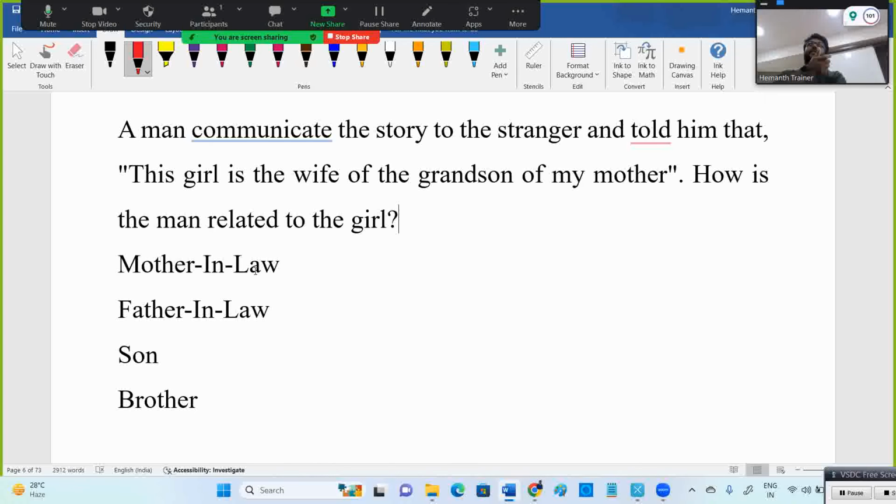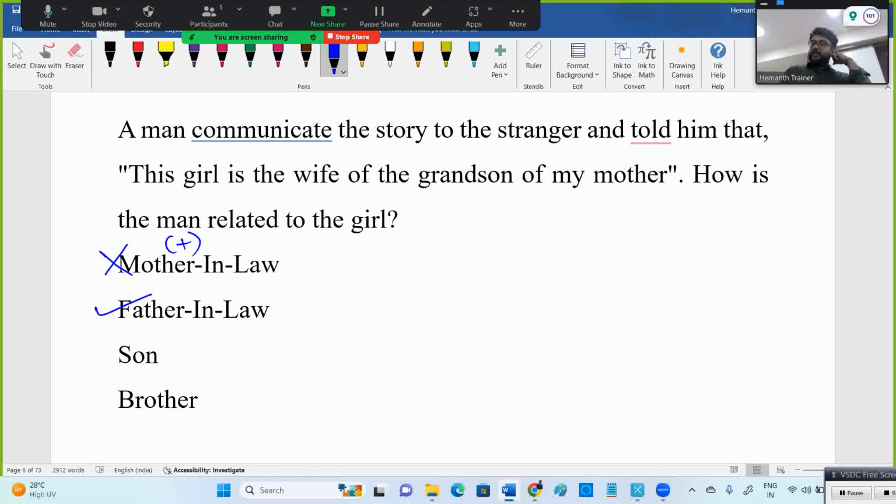Why I'm stressing that point is that you may get some other relationship also. Between those two people, you may get two or three relationships, but only one is available in the options. Definitely mother-in-law is not correct because the man is related to the girl. Man means male person, mother-in-law not possible. Father-in-law is correct. Among the options, the best suitable is father-in-law. Mother-in-law is eliminated because the man is male, and we need male relationships.